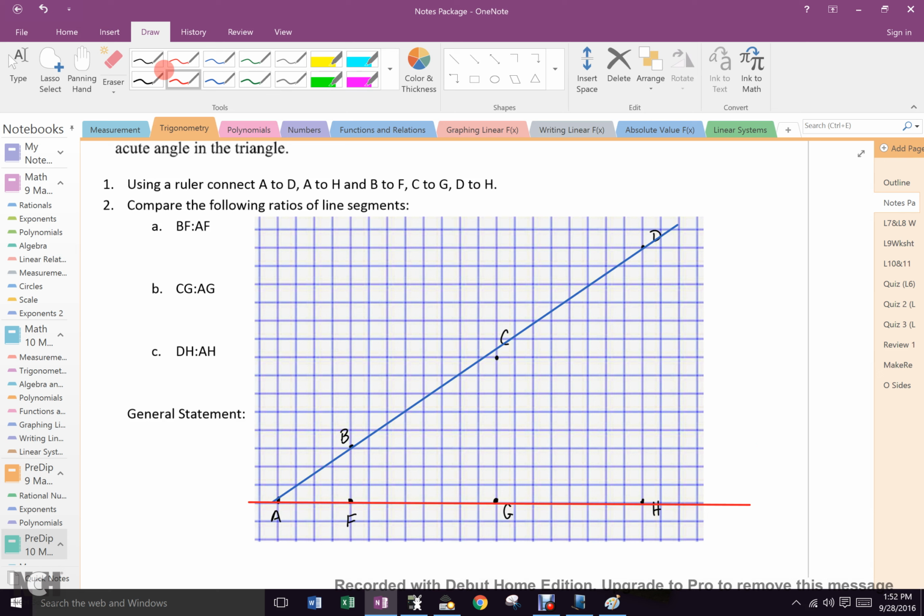And then, of course, we do the vertical lines. Easy peasy, lemon squeezy. BF. Oh, good gravy.